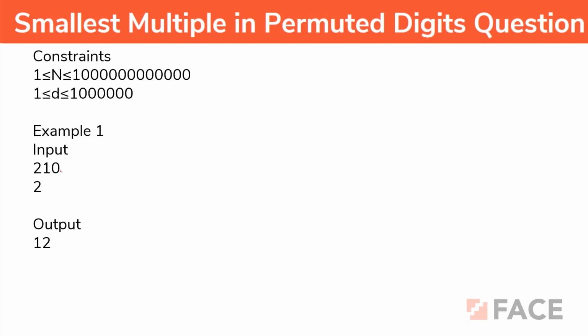Let's take the sample input: 210 and 2. Here they have given the value of n as 210 and the value of d is 2. So what I have to do? I have to take the given value, permute the digits, and find the smallest multiple in the permuted digits. If I permute the digits, the first value I will get is 012. If I have leading zeros, I should drop them. I have to check whether the number is divisible by 2. So 12 modulus 2, yes, my remainder is equal to 0. So I can say that the number 12 is divisible by the value d. So I can print my answer as 12. I hope you are clear with this.